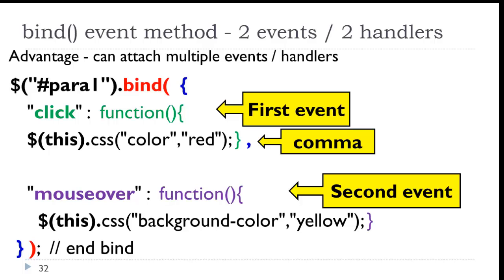Now we can call another event and handler. We can do something when we click on that selection. We can do something when we mouse over it. We could do something when we mouse off it. We could do something when we double click, etc. So the bind allows us to attach multiple events and handlers, which are functions.